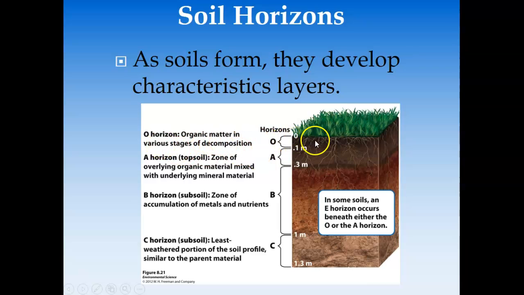And then the O horizon is primarily composed of organic matter. So we sometimes refer to that as humus. And in some soils, an E horizon can occur that would be found either between the O or the A horizons.